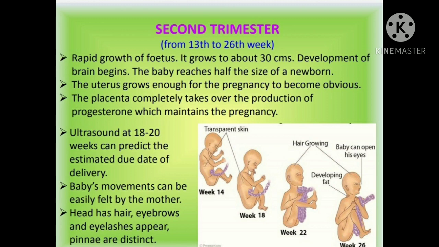The fetus is very active and grows to about 30 centimeters. Development of the brain begins. Hormone levels stabilize as hCG declines. The corpus luteum deteriorates and the placenta completely takes over the production of progesterone, which maintains the pregnancy.